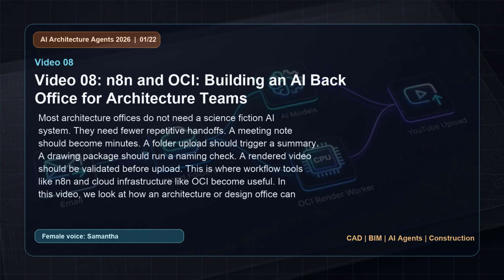This is where workflow tools like n8n and cloud infrastructure like OCI become useful. In this video, we look at how an architecture or design office can build an AI back office, a set of small automations that connect documents, models, storage, rendering, and review.